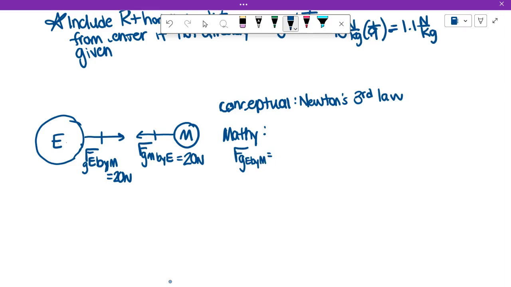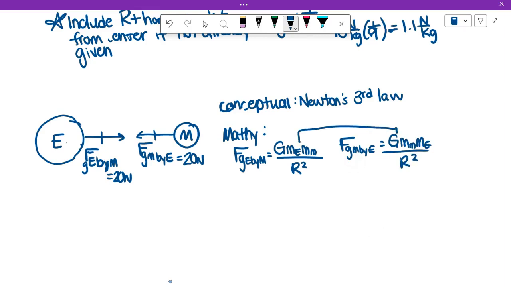I don't know anything about gravitational field, so I would use the big G equation. So I would do G, mass Earth, mass moon, divided by the distance between the centers squared. The force of gravity on the moon by the Earth, I would do G, mass moon, mass Earth, over the distance between them squared. These two equations are the exact same thing. The only difference is that the order of the masses is different. But we know from math class that when multiplication occurs, the order doesn't matter, right? That's the commutative property, I think. Order doesn't matter. So these two forces of gravity are completely equal to each other.